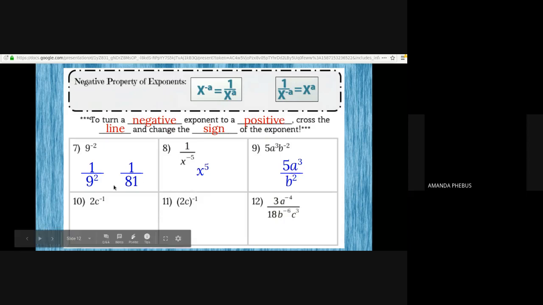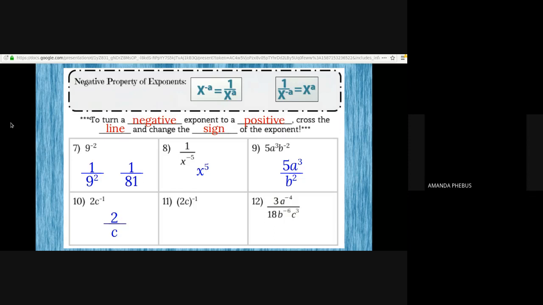So 2 has its own exponent. It has an exponent of 1. It's positive. Don't move 2. But C has its exponent with a negative, and so we need to move just that piece to the denominator. So when I do that, it's going to look like 2 over C. Now, if I wanted to write C to the first, I could. But C to the first is the same as C. So usually we're trying to write this as simply as possible.